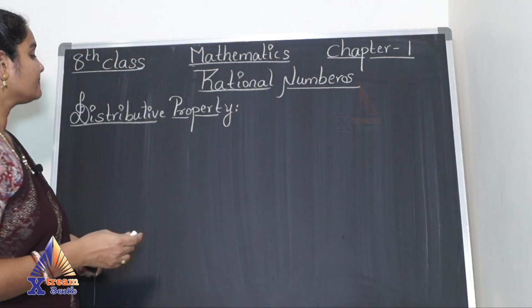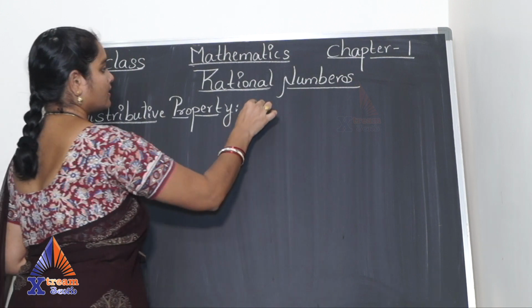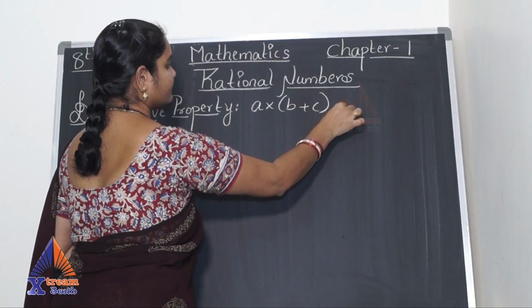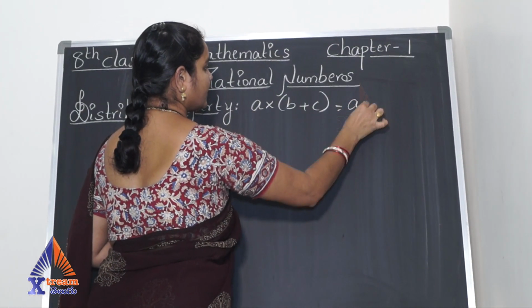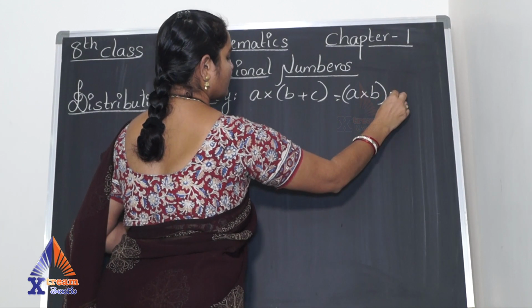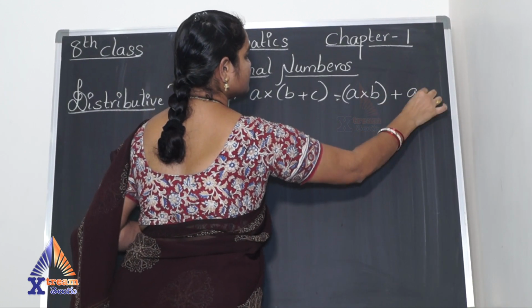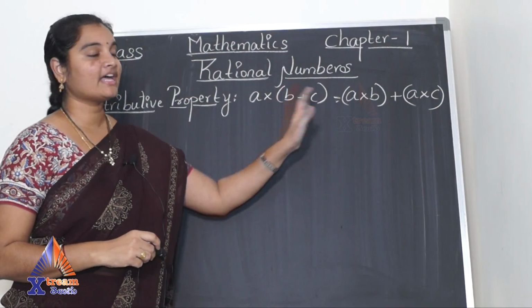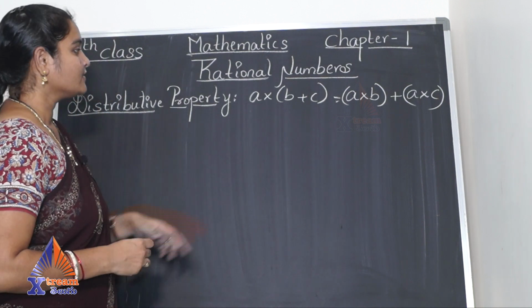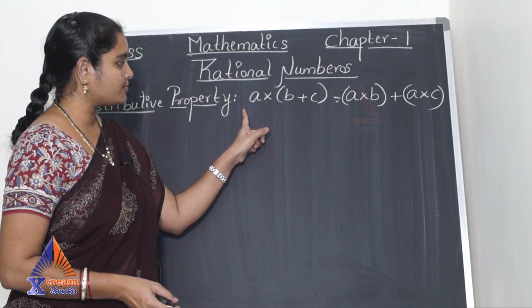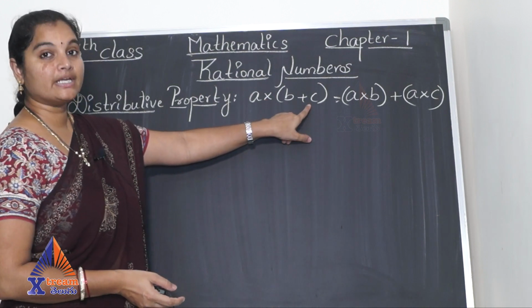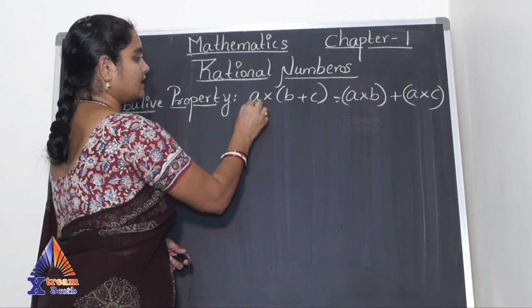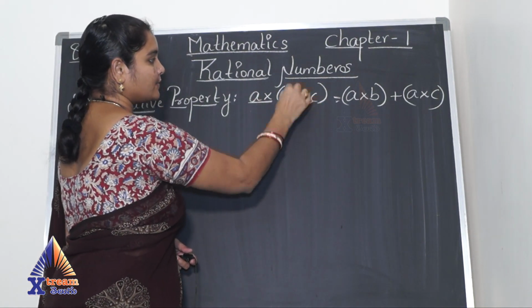Okay, let's see now. The property looks like this. A into (B plus C) is equal to A into B plus A into C. So we have LHS and RHS for this property too. Here we call it the distributive property of multiplication over addition. So why do we call it the distributive property? Here, if you see, A is multiplied with both B and C which are in the brackets.